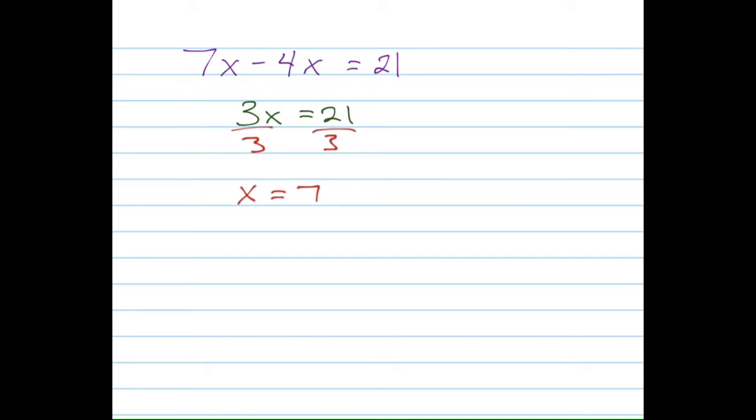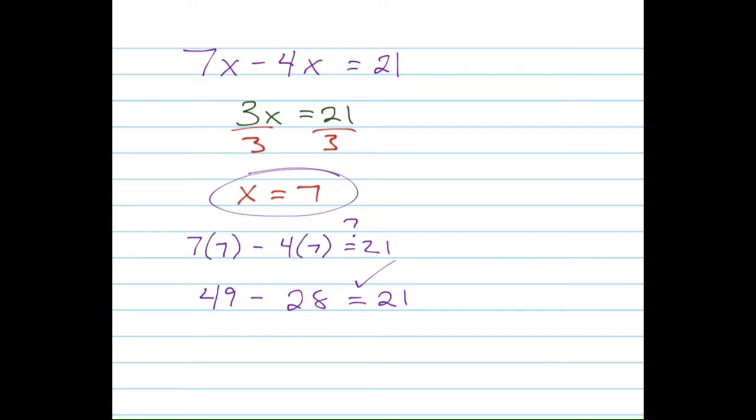What should we do now? Check it. Does 7 times 7 minus 4 times 7 equal 21? What's 7 times 7? What's 4 times 7? Does 49 minus 28 equal 21? Yes. So x equals 7 is our answer.